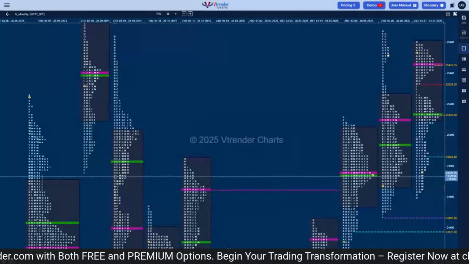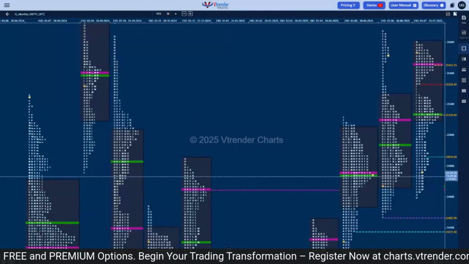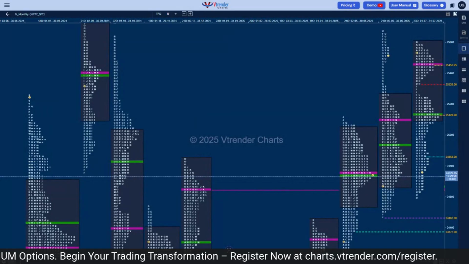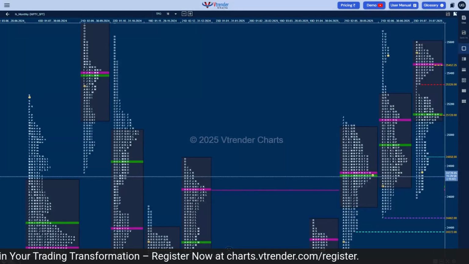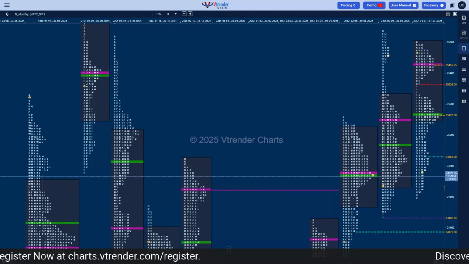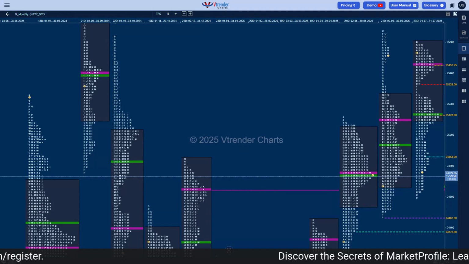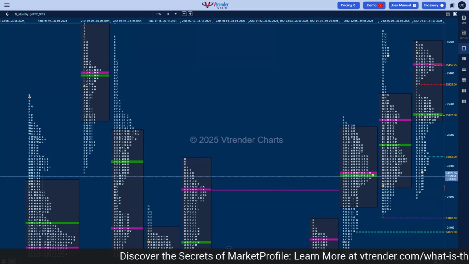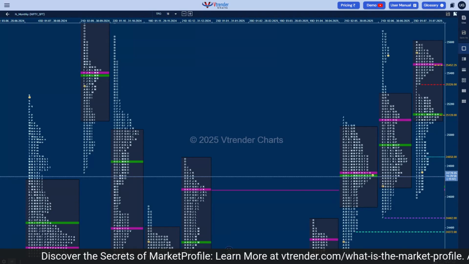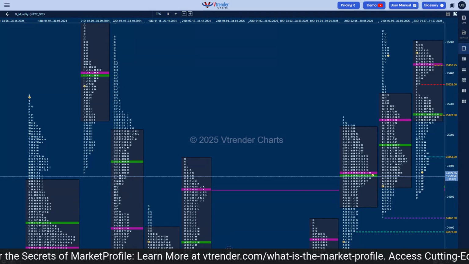So, are you able to see my markings? The yellow lines which I am drawing? Okay. Okay, give me a minute, guys.